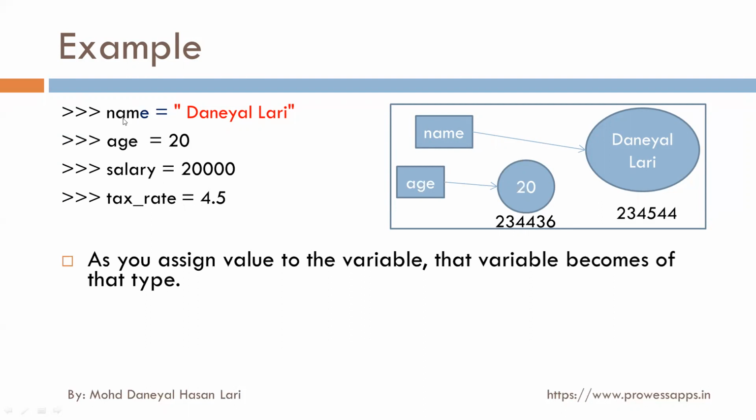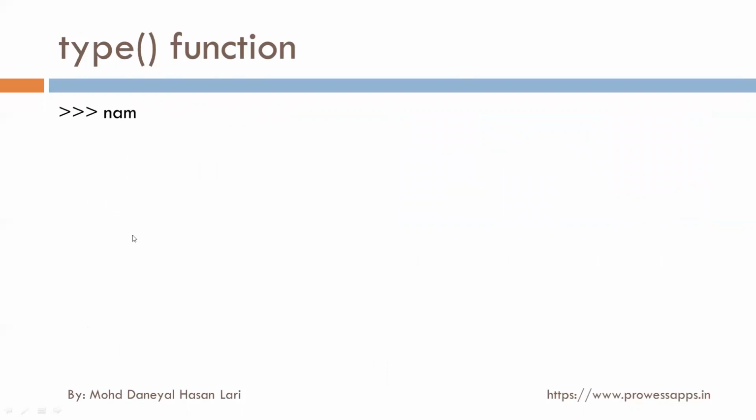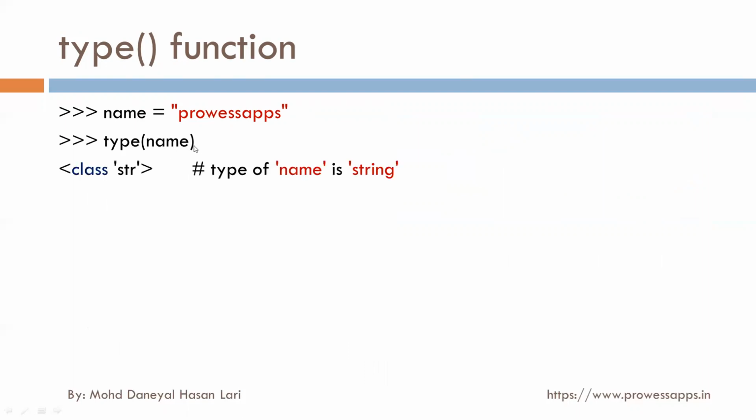Which type of value is held by a variable? How can we check that? As you assign any value to the variable, that variable becomes of that type. If you want to check which type of value is held by your variable, you can use the type function. The type function is a built-in function of Python. Let's suppose you declare a variable name is equal to Provis apps and want to check the type of this name. You will write type and pass name. It will tell you the type of this name. The answer is class str. So the type of name is str, which means the type of name is a string.